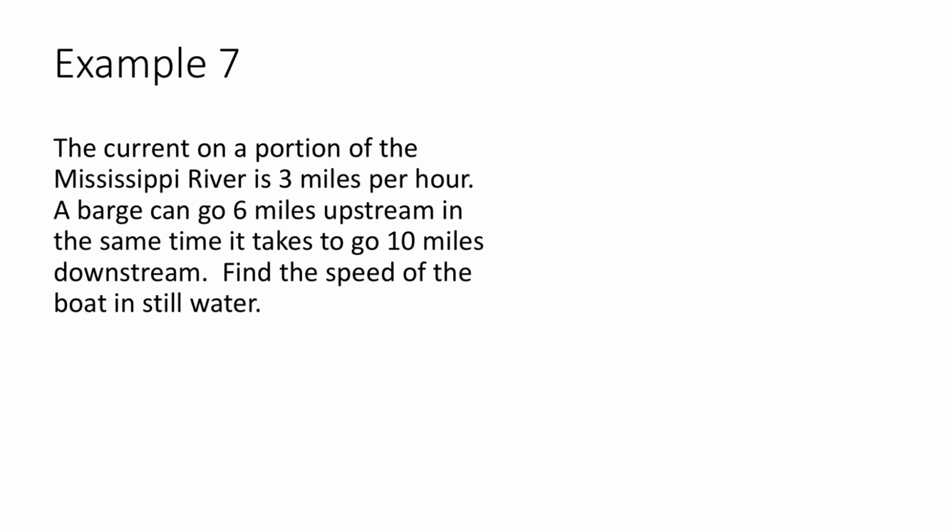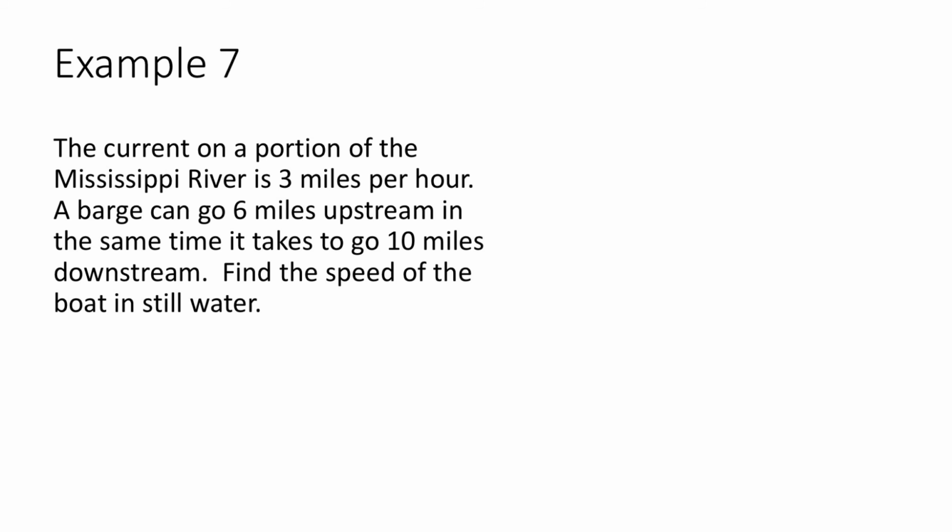All right, one more question here. This says the current on a portion of the Mississippi River is 3 miles per hour. A barge can go 6 miles upstream in the same time it takes to go 10 miles downstream. We want to find the speed of the boat in still water.